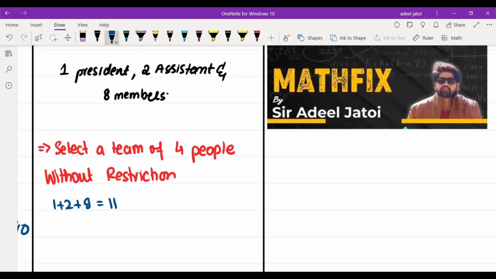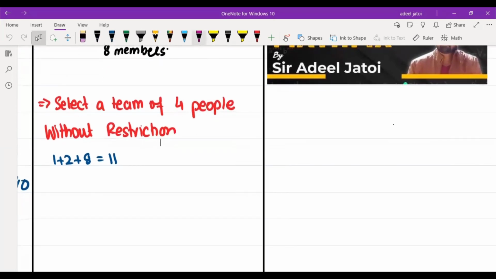Now, knowing the fact that we have in total 1 plus 2 plus 8, that means in total 11 people in the group. From 11 people, there's no restriction that a president must be included, or a member must be included, or an assistant must be included. That means anybody can be part of that team. Since anybody can be part of that team, out of those 11 we can directly select 4. So it should be 11C4 as the answer, which means there would be 330 ways.